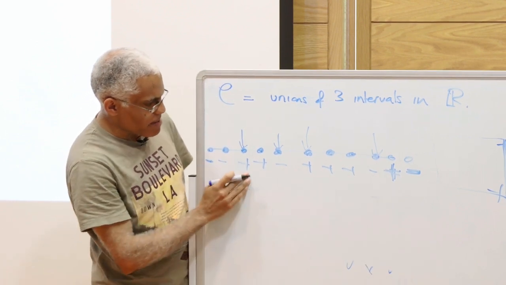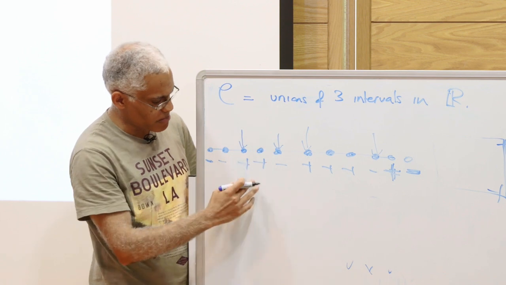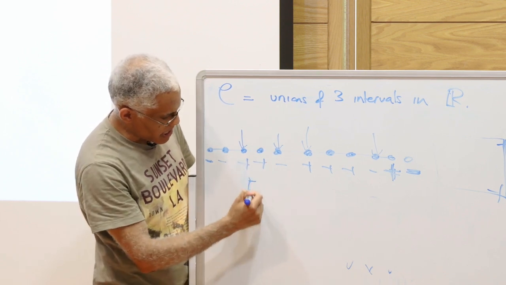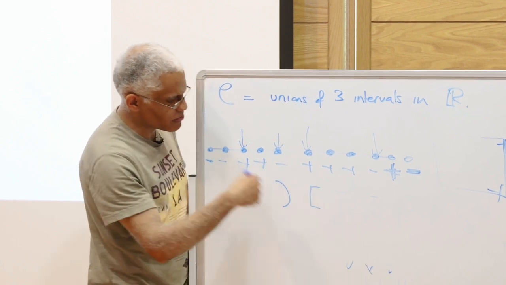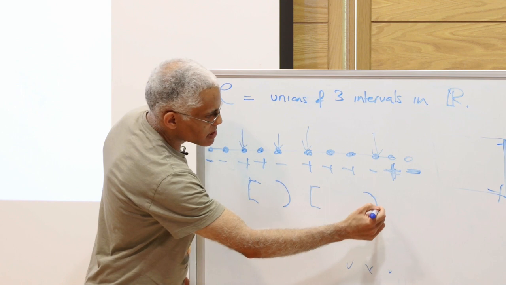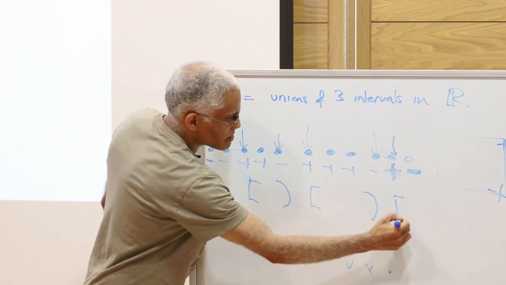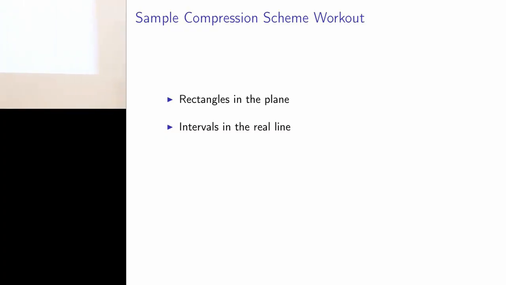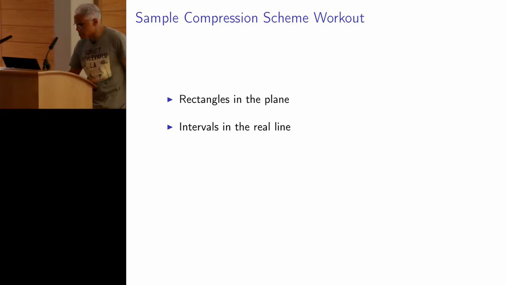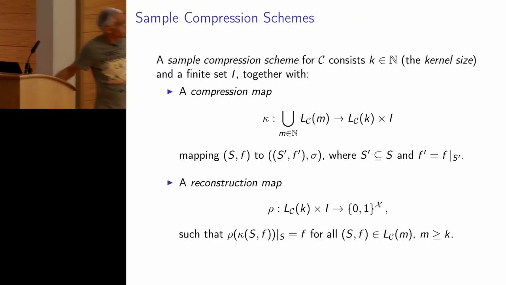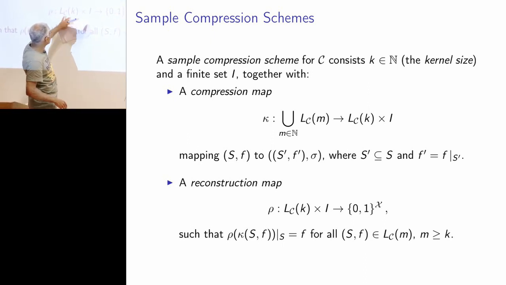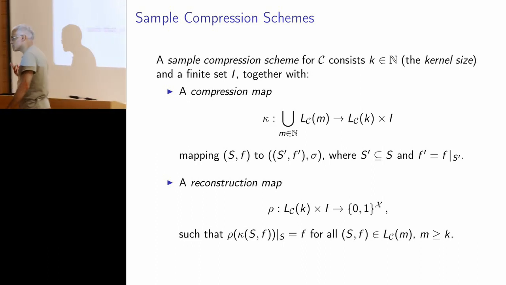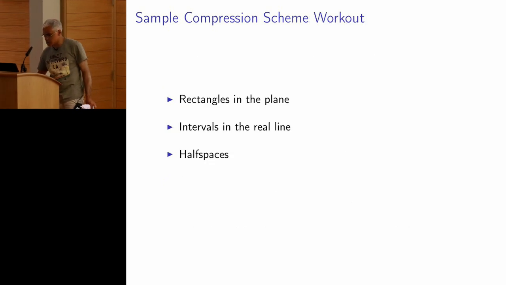So the compression map will send to the subset of the sample the points where the sign changes, and the reconstruction map will construct a hypothesis. Just to recall the type of the reconstruction map: in these examples, there's no side information. It just takes the subset of the sample and gives you a function. So the reconstruction map is generating a hypothesis.